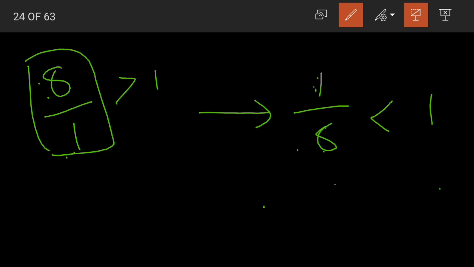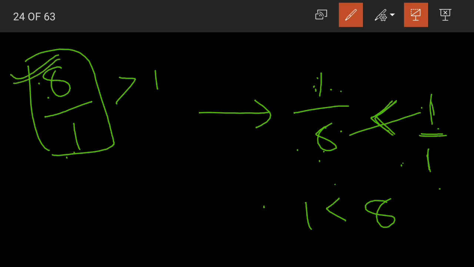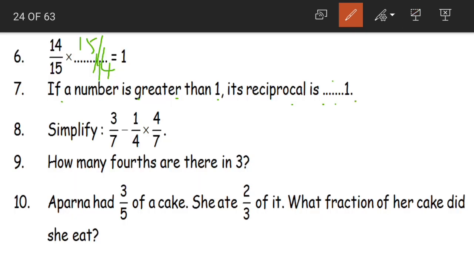We are taking only one part out of 8 parts. Here we have one full part. Or else we learned how to compare two fractions a by b and c by d. Let us compare. 1 into 1 becomes 1. 1 into 8 becomes 8. 1 is less than 8. So 1 by 8 is less than 1 by 1. So for any number which is greater than 1, its reciprocal is always less than 1.